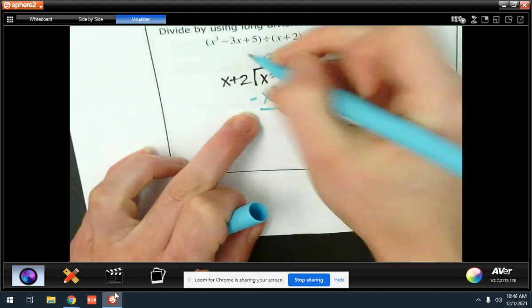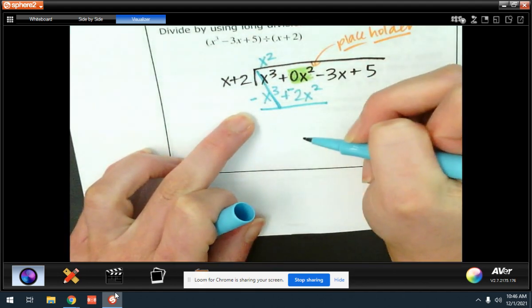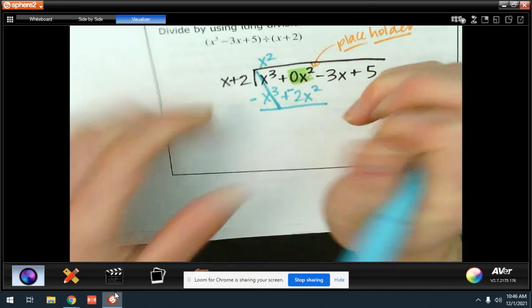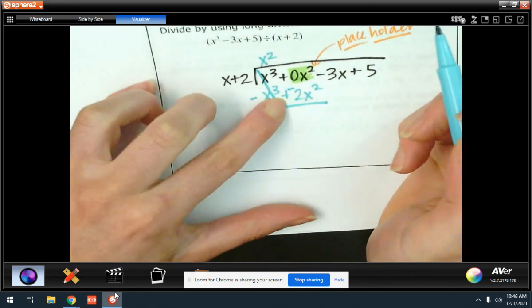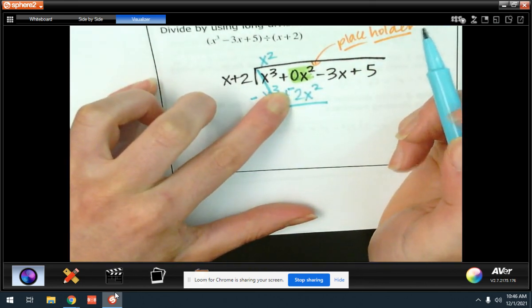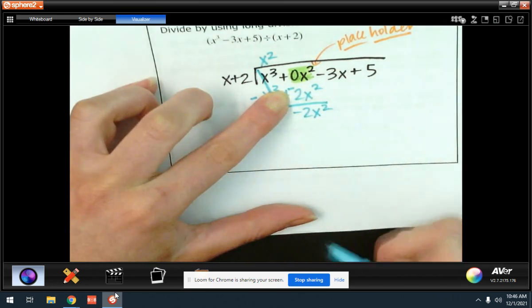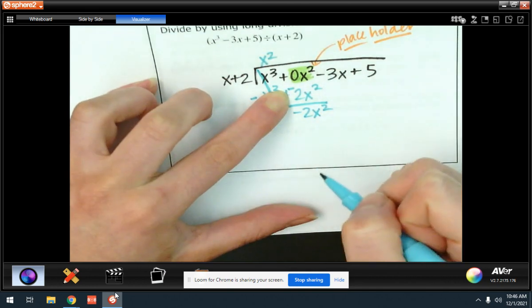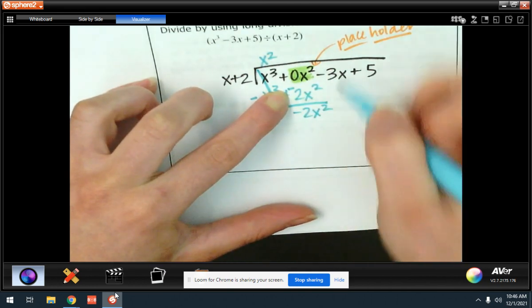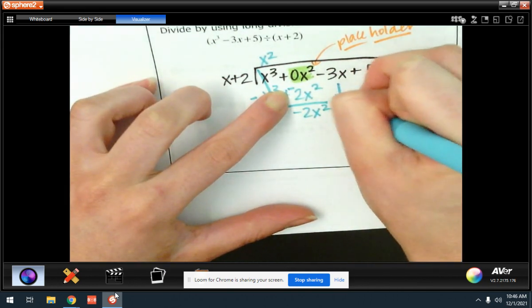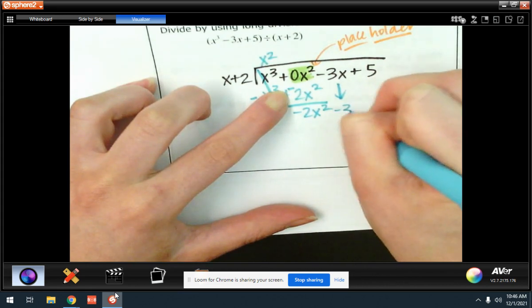Okay, so x cubed minus x cubed goes away. You always want that first term to go away. And then 0x squared minus 2x squared is negative 2x squared. It's always weird when you see that 0. 0 minus 2 is negative 2. And then you're going to bring down these remaining terms.